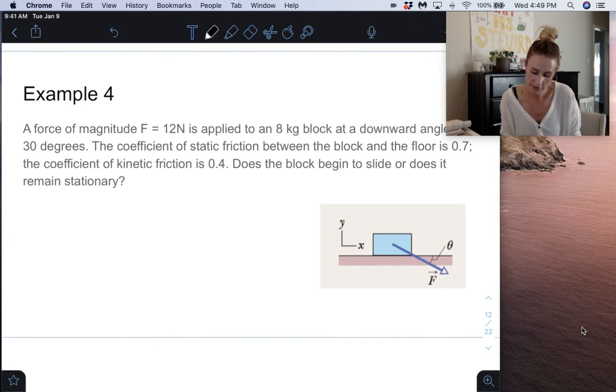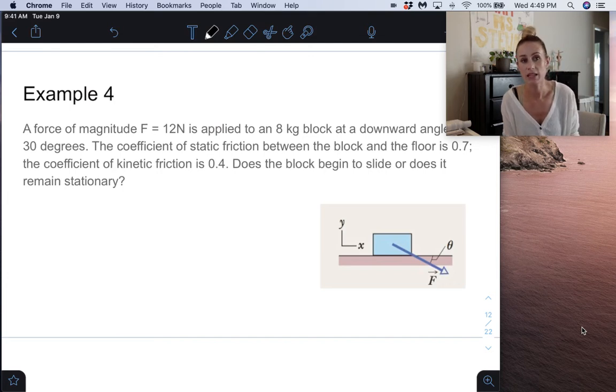Example number 4 says a force of magnitude 12 newtons is applied to an 8 kilogram block at a downward angle of 30 degrees. The coefficient of static friction between the block and the floor is 0.7, and the coefficient of kinetic friction is 0.4. Does the block begin to slide or does it remain stationary?